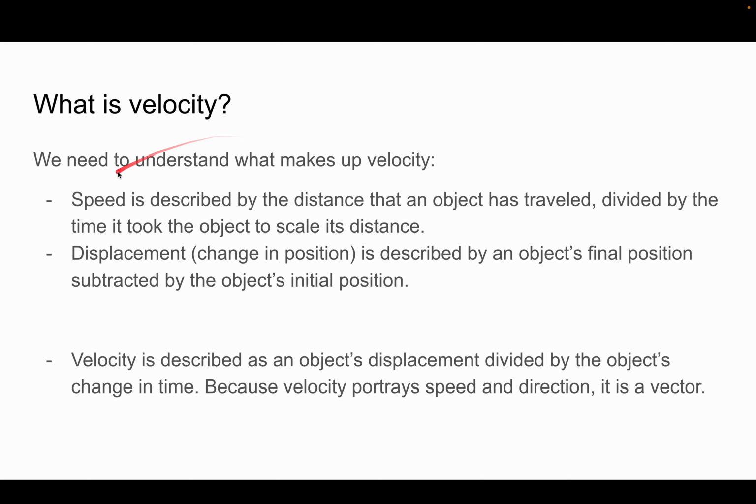So what is velocity? We need to understand what makes up velocity. Speed is described by the distance that an object has traveled divided by the time it took the object to scale its distance. Displacement, on the other hand, also known as change in position, is described by an object's final position subtracted by the object's initial position. So velocity essentially is described by an object's displacement divided by the object's change in time. And because velocity portrays speed and direction, it is therefore a vector and not a magnitude.